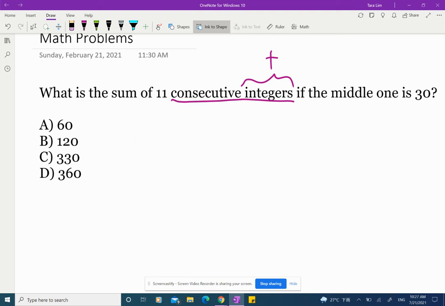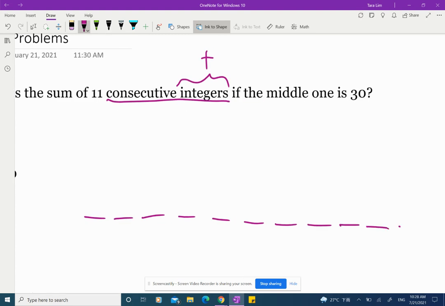And integers means positive. So there has to be positive. So consecutive integers cannot be negative 10, negative 20, negative 30. This is not integer. And it says that there are 11 of these consecutive numbers. So there's 1, 2, 3, 4, 5, 6, 7, 8, 9, 10, 11.